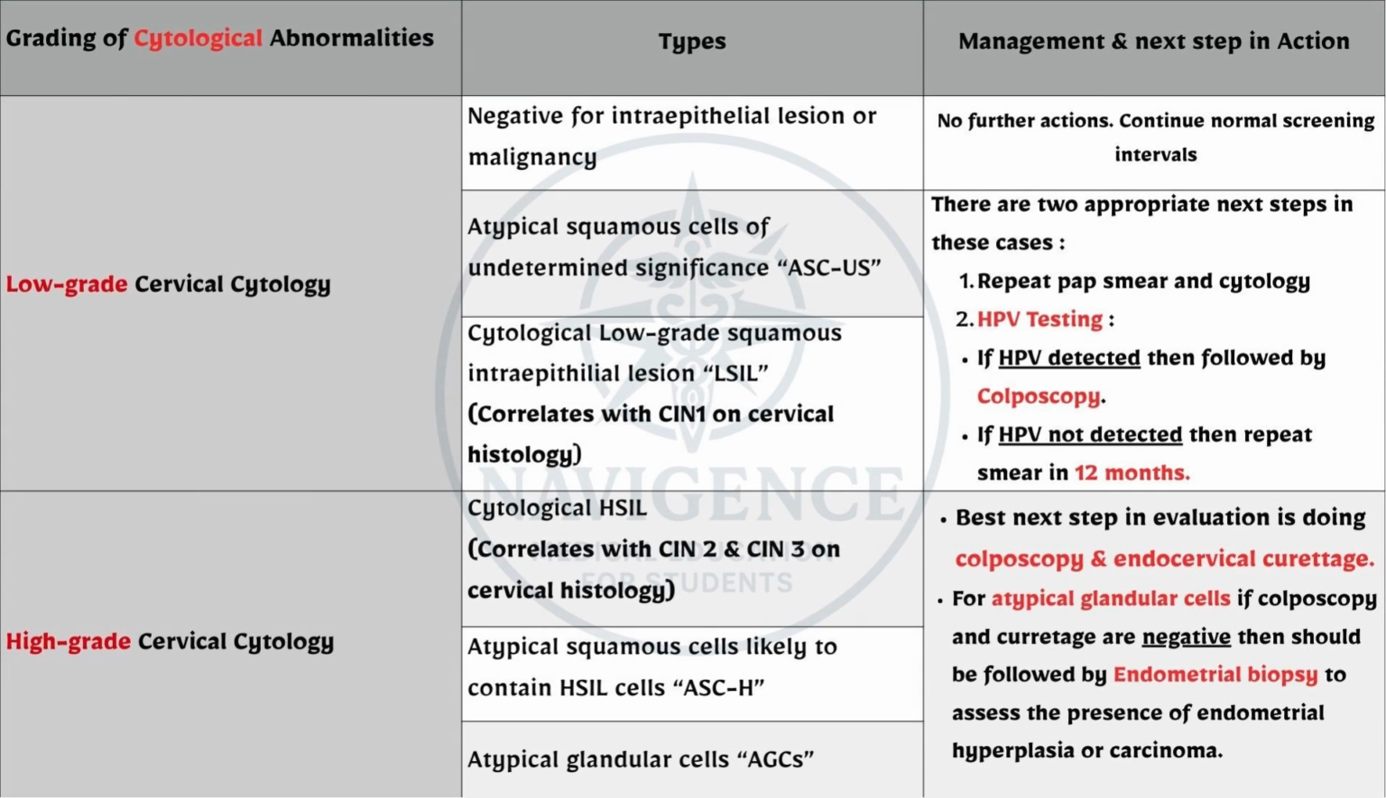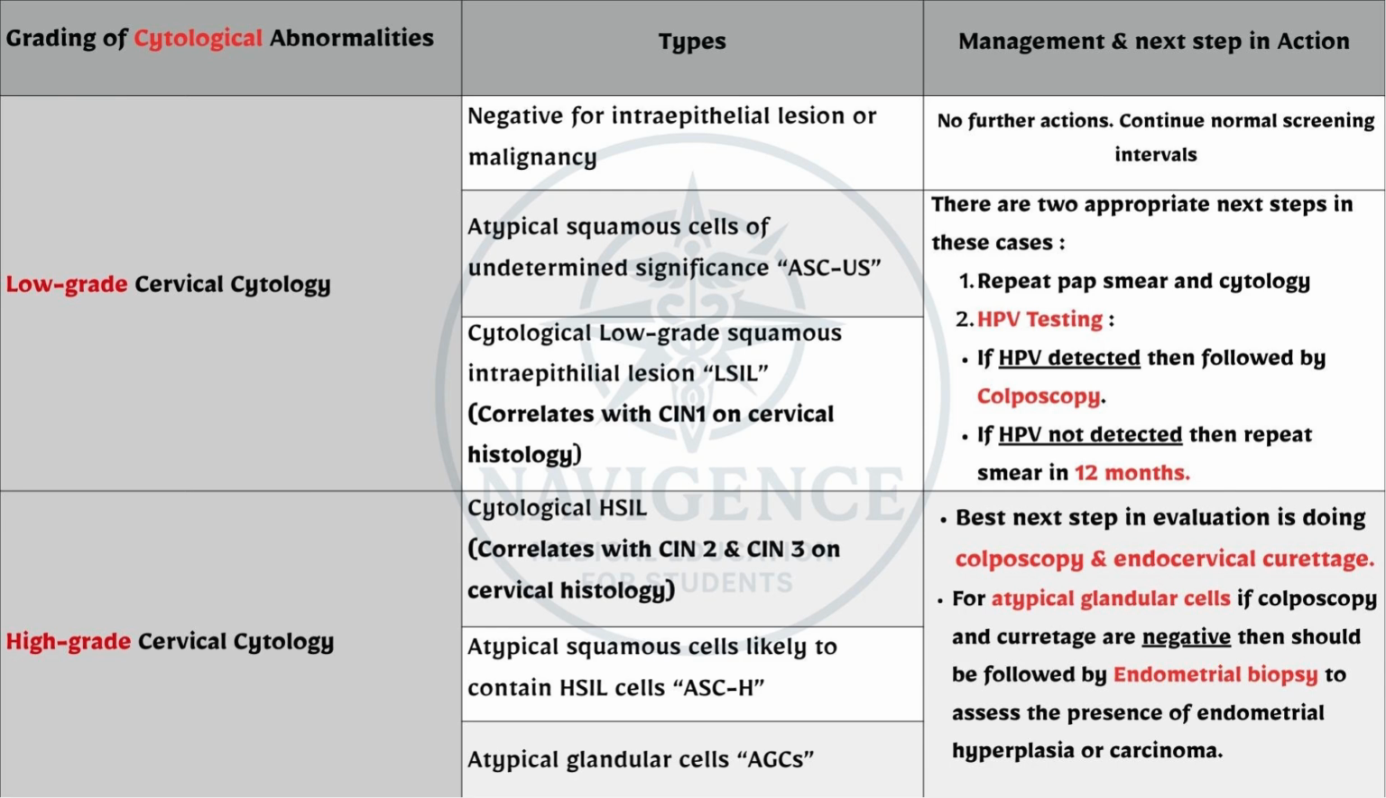Now let's discuss grading of cervical cytology on pap smears and the appropriate next steps. First, low-grade abnormalities. Generally reassuring, may only need follow-up and observation. This includes negative for intraepithelial lesion or malignancy, which is normal cells, so continue routine screening. Atypical squamous cells of undetermined significance, ASCUS, which are changes in squamous cells that do not qualify as squamous intraepithelial lesion but are more significant than inflammatory or reactive changes.